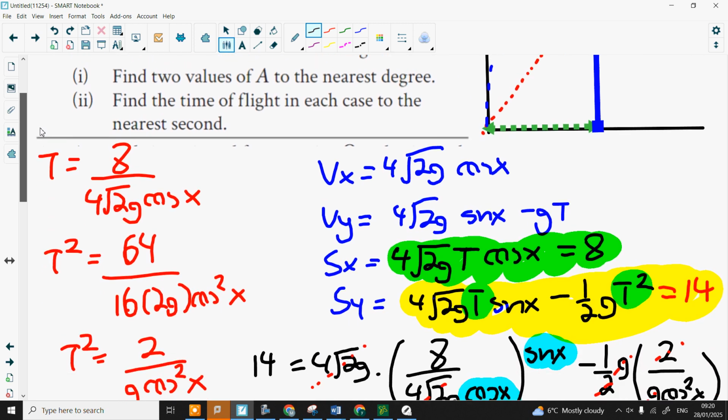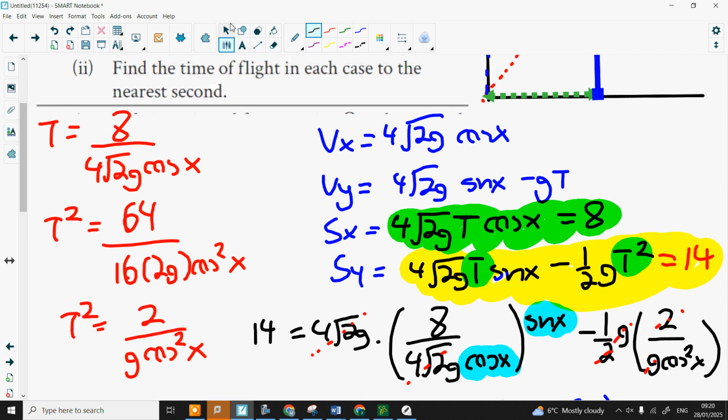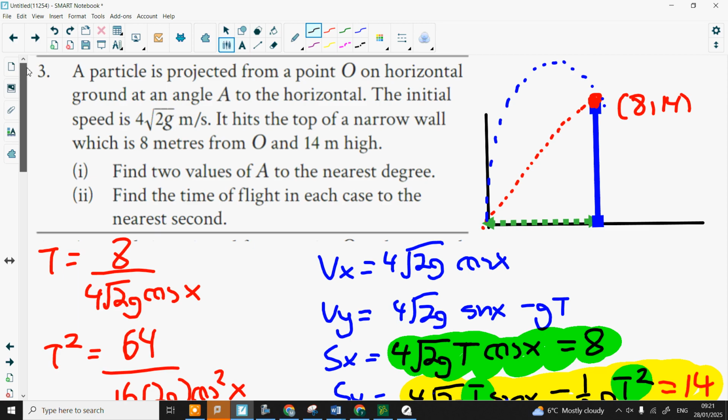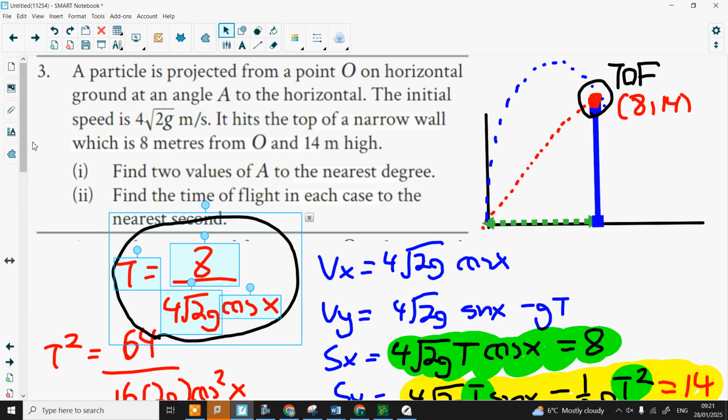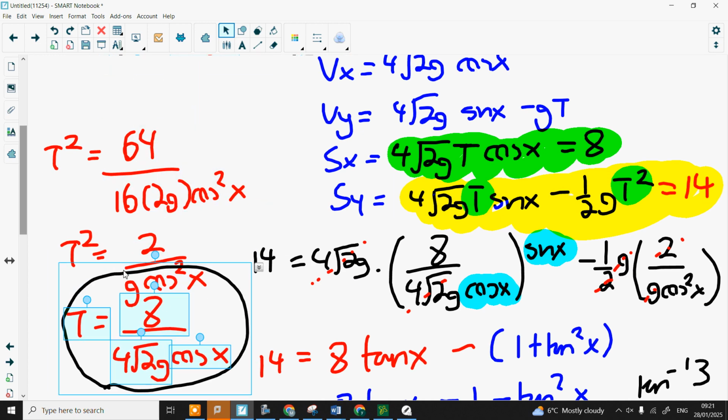Find the time of flight in each case to the nearest second. Well, that's not too bad. We have the time of flight up here, do we? Actually, we don't. We don't have the time of flight yet. So give me a second. Can we agree that the time of flight ends when it hits the wall? It doesn't say it continues, does it? Like it skims it and continues. No, so we have to assume that the time of flight ends when you hit there. Therefore, the time of flight is that equation there. And all you guys have to do is put your angle into both of them.